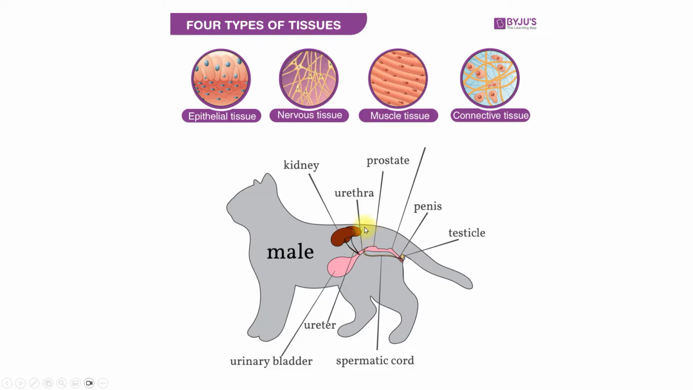As well as the tubes that connect your kidney to your urinary bladder, that's the ureter. And of course, from the urinary bladder to the outside environment, we would need the urethra as well. So all of these organs or subparts of your urinary system would have, of course, the epithelial tissue.